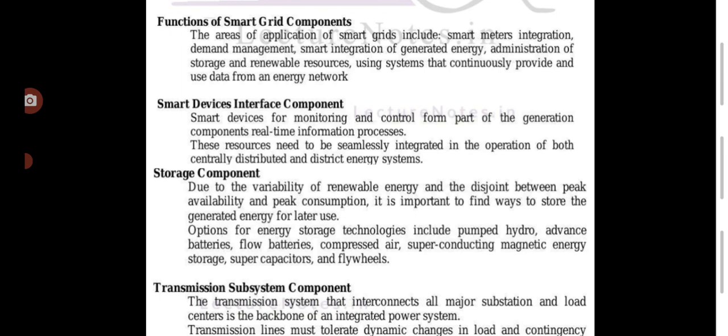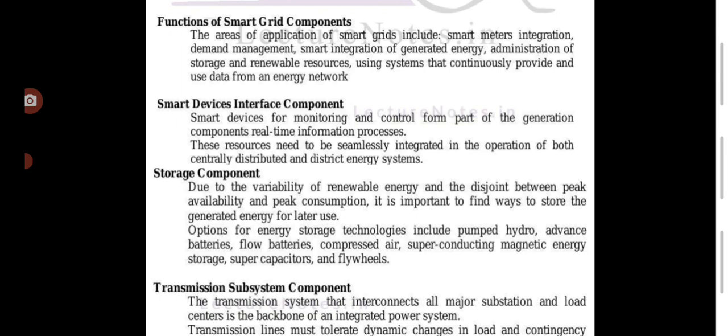Due to the variability of the renewable energy and the disjoint between peak availability and peak consumption, it is important to find a way to store the generated energy for later use. So the options of energy storage technologies include pumped hydro, advanced batteries and flow batteries, compressed air, superconducting magnetic energy storage, supercapacitors and flywheels. This comes under the storage components.